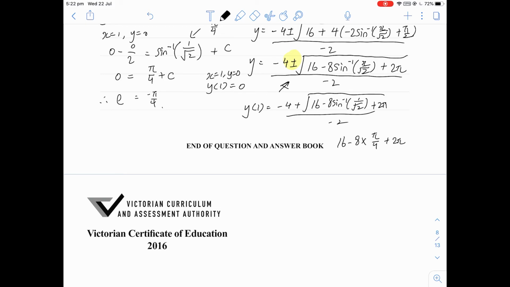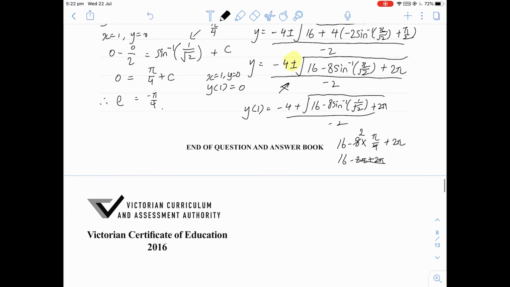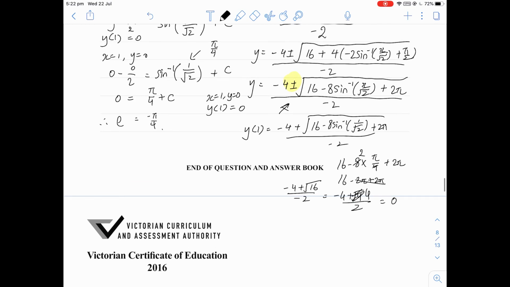And then we can simplify this, so we'll get negative 2 pi plus 2 pi, and this will cancel out. So as you can see here, then we'll get negative 4 plus the square root of 16 minus 2. And the square root of 16 is 4, so negative 4 plus 4 over 2. So this will be 0. Okay, so we can confidently say that the positive solution must be the function. Now we need to work out the negative side.